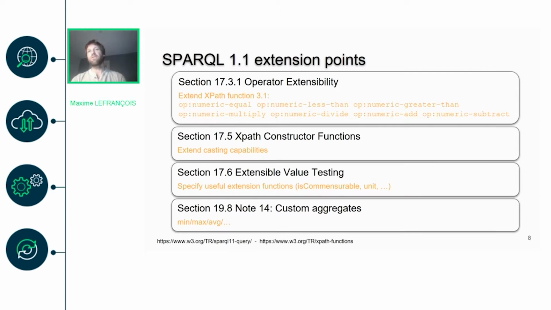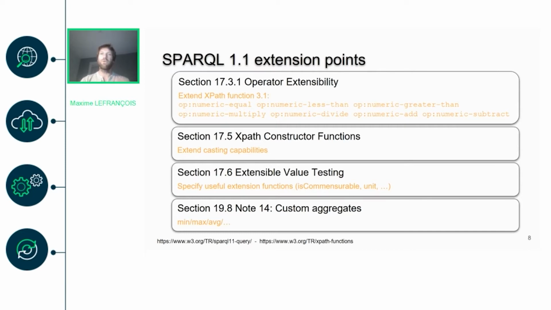Then we have XPath constructor functions. This is important to cast literals. So, for example, you would be able to cast a literal encoding 25 meters to some XSD decimal, and you would obtain 25. Or you would also be able to cast, if you encode a data type URI for meters and a data type URI for millimeters, you could cast the 25 meters and obtain the value in millimeters, for example.